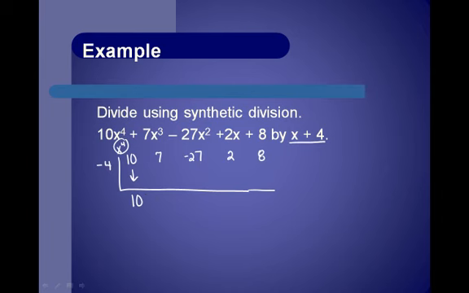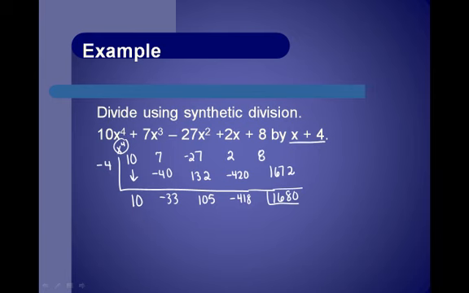Multiply. Negative 4 times 10 is negative 40. 7 and negative 40 is negative 33. Negative 4 times negative 33 is positive 132. So negative 27 plus 132 would be 105. Negative 4 times 105 would be negative 420. Plus 2 would be negative 418. Negative 4 times negative 418 would be positive 1,672. Plus 8 would be 1,680. It's a big remainder.